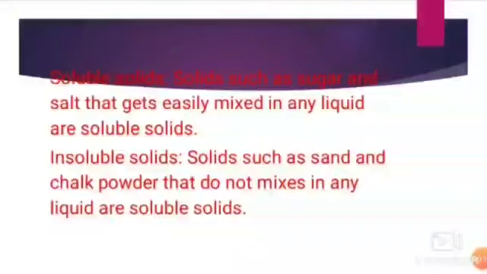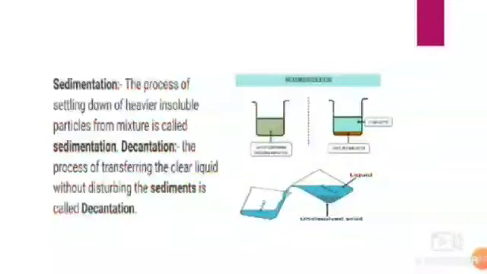Dear students, now we shall study all the processes in which the solid will not dissolve in a given liquid, that is insoluble solids. Now we will be separating them from the liquids. The very first process is the process of sedimentation. In this process, the insoluble solid that is heavier than the liquid forms a mixture, and we allow this mixture to stand for some time so that the insoluble heavy solids settle down at the bottom of the liquid and form a clear layer at the top.